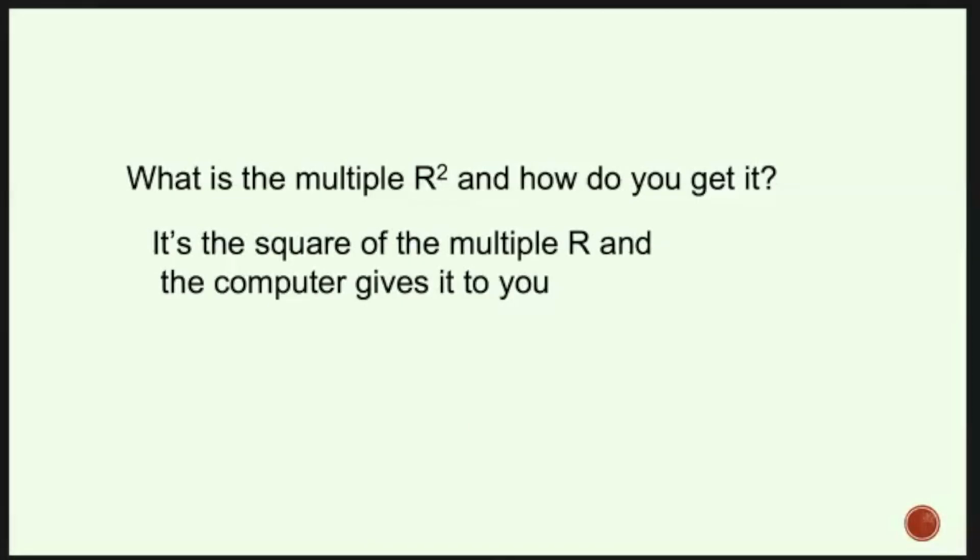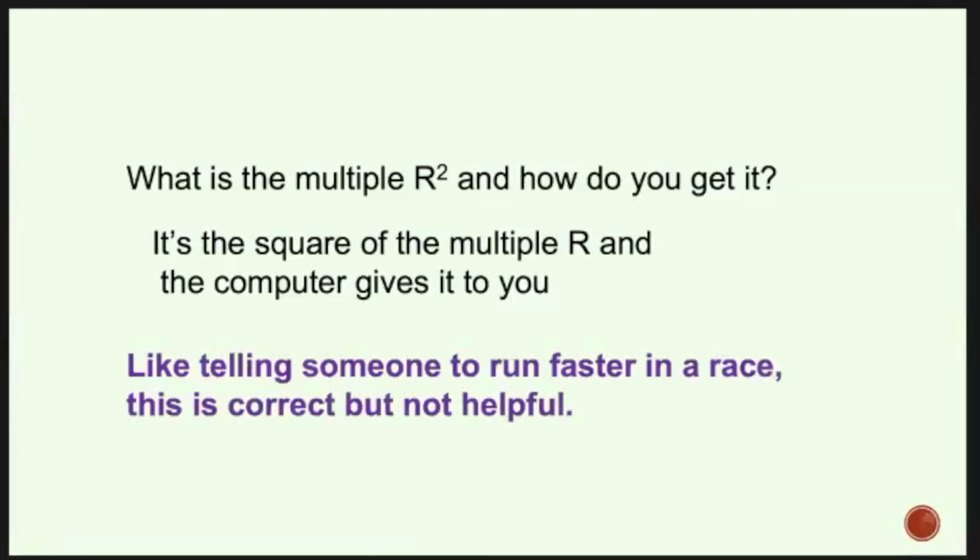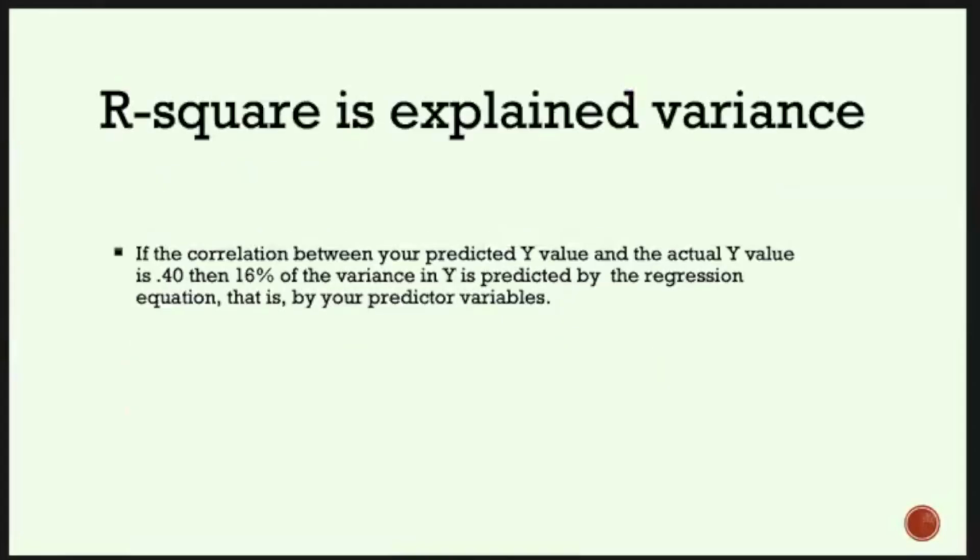And she said, no, but the multiple r squared is, in fact, as we'll tell you shortly, the amount of variance in the dependent variable y explained by your regression equation. Her answer, that it's the square of the multiple r and the computer gives it to you, is kind of like telling someone to run faster in a race: correct, but not super helpful. So what r squared is, is explained variance. If the correlation between your predicted y and the actual y value is 0.4, and you square that, you get 16% of the variance in y predicted by the regression equation, that is, by your predictor variables.